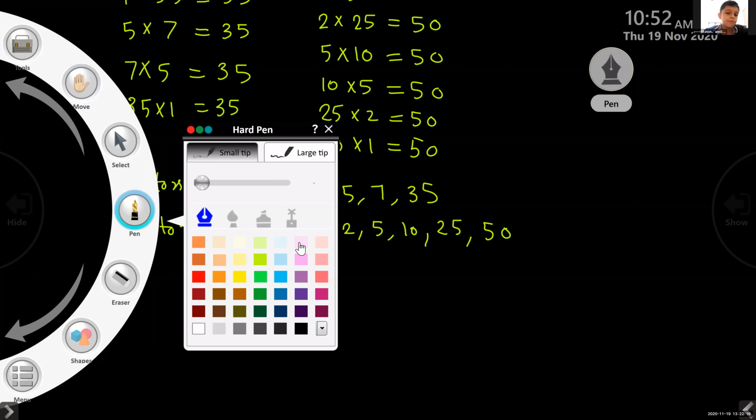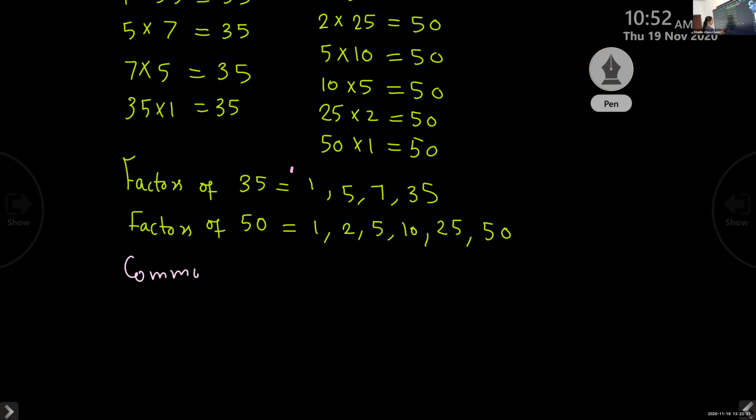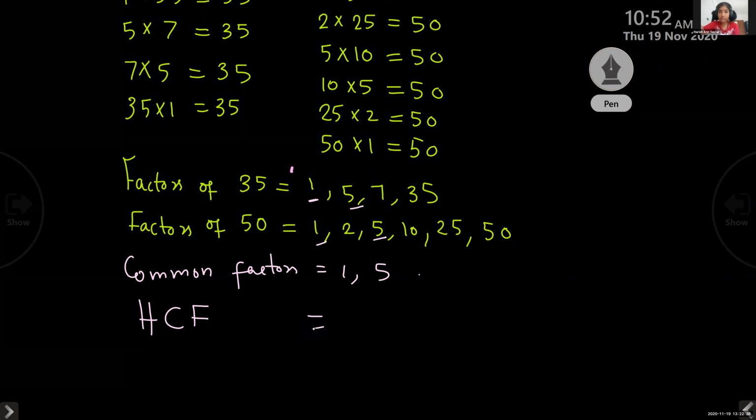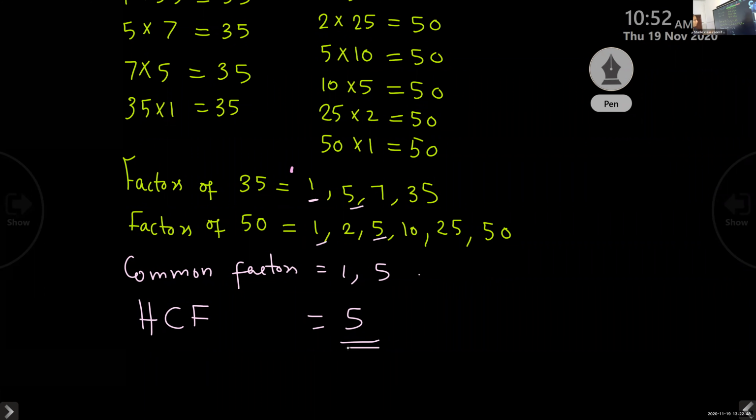Ma'am, HCF is 5. Wait. Now the next step is to write common factors. That is 1 and 5. 1, 5 only. And which is the HCF, highest common factor? In the common factors, the highest one, that is the highest common factor, 5. If you want, you write it again, or you already wrote it, no? On the top you write HCF, highest common factor.